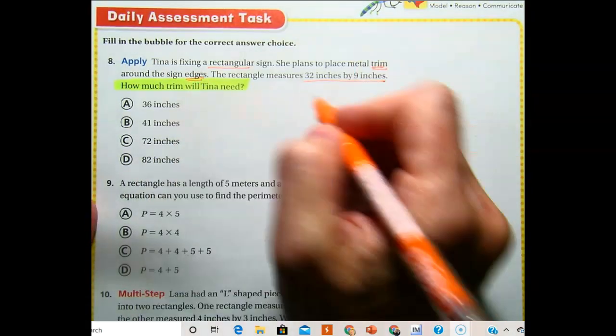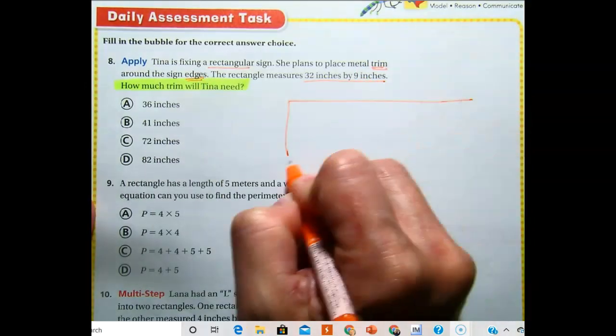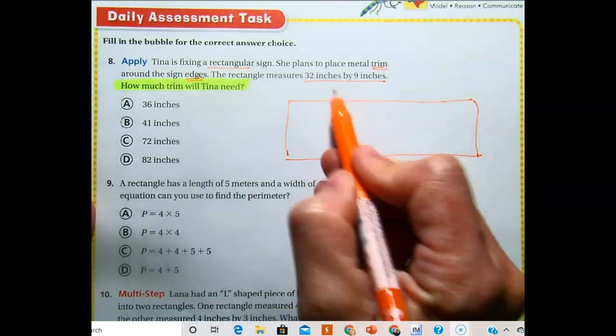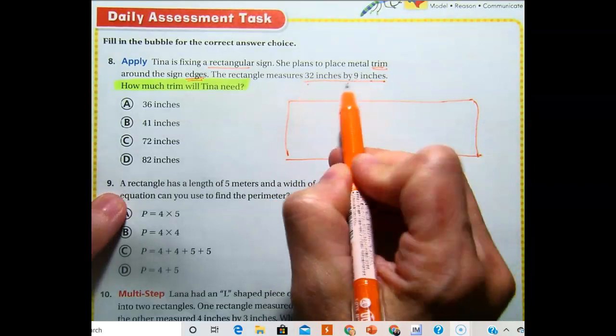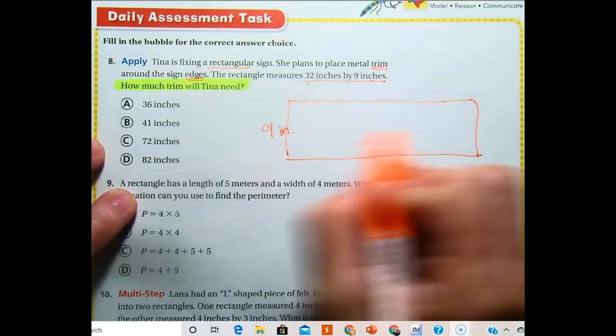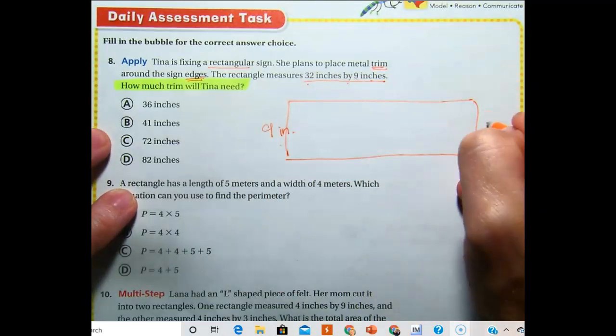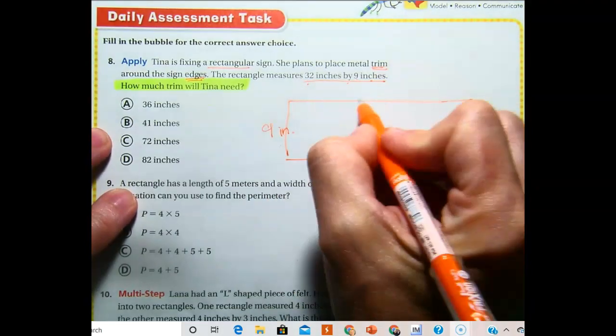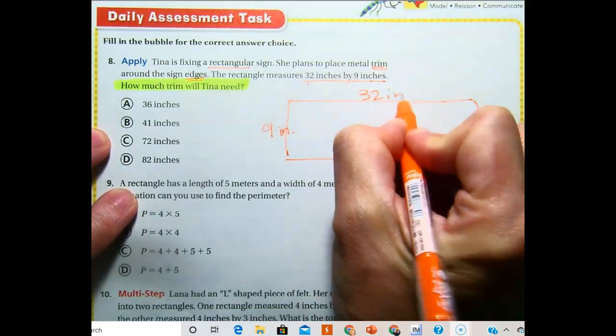So let's go ahead and draw a picture, guys. It's real important to draw a picture. Now this said it's 32 by 9. 32 is a much larger number than 9, so let's go ahead and write 9 inches on this side. Again, opposite sides are equal. This is not the prettiest rectangle in the world, but let's go ahead and label.